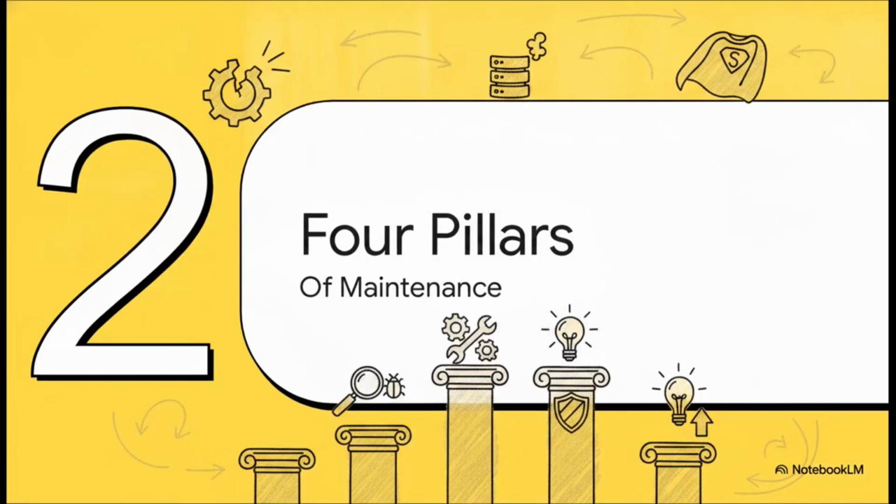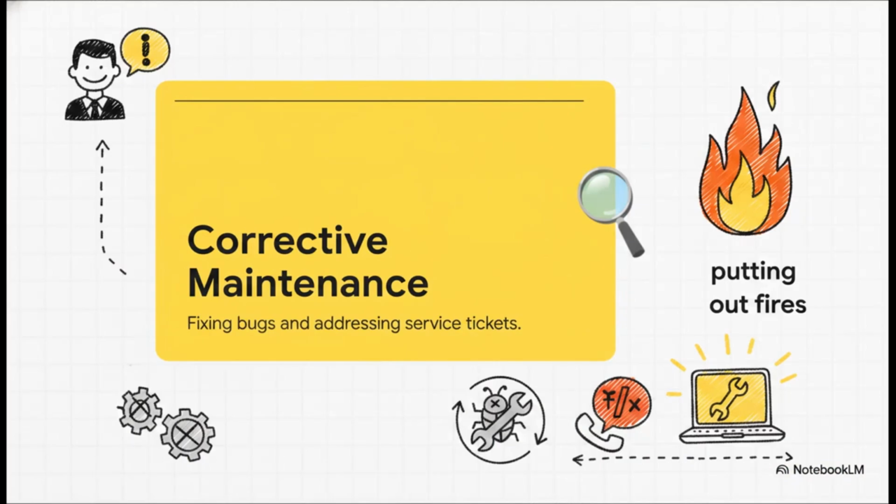Moving right along to Section 2, the 4 pillars of maintenance. During that long AMC phase we just talked about, the industry relies on 4 distinct types of maintenance to keep systems running. First up is corrective maintenance. Now, if you're studying for your exam, pay close attention to this next distinction. Corrective maintenance is exactly what it sounds like, correcting things that are actively broken. It is the immediate, reactive bug-fixing phase.